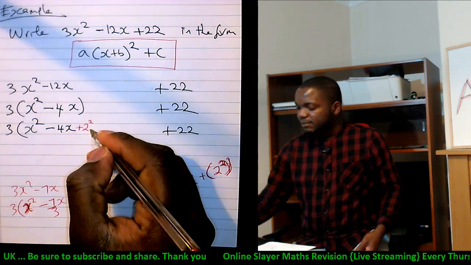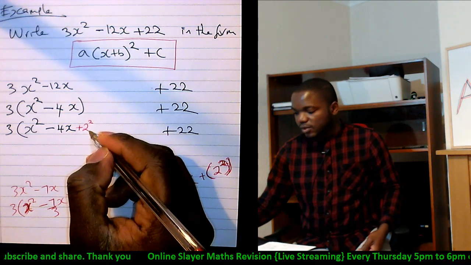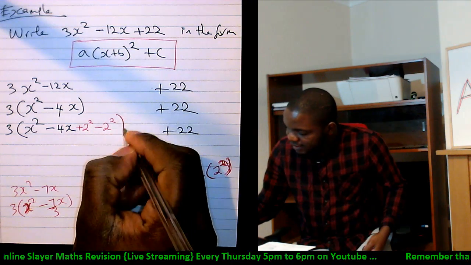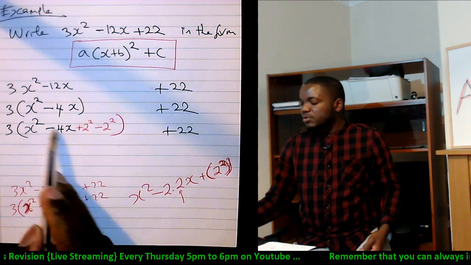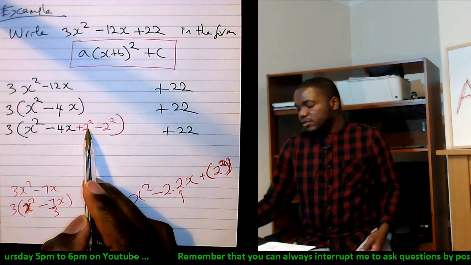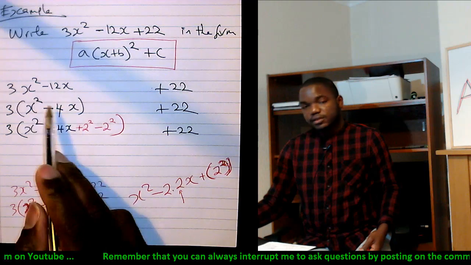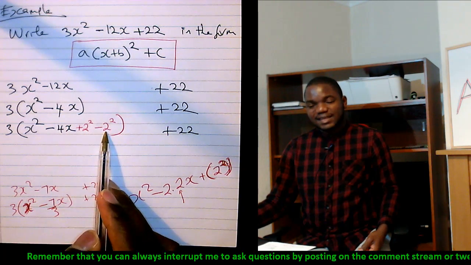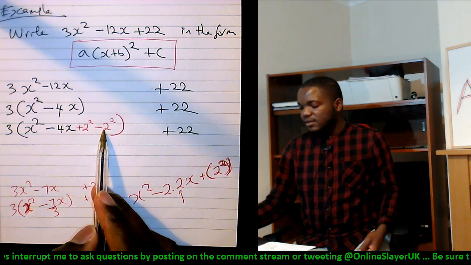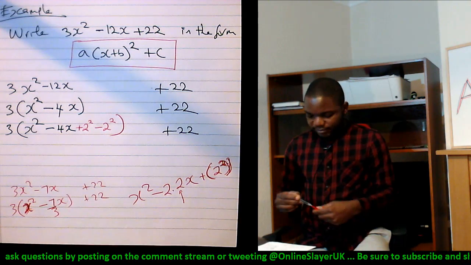Because we have added plus 2 squared, we're almost changing the question. So we have to subtract that 2 squared again. Now all this happened within this bracket. If I had left plus 2 squared there, then I've changed the question. So I have to subtract it again so that I don't change the question. But these two guys are inside the bracket.